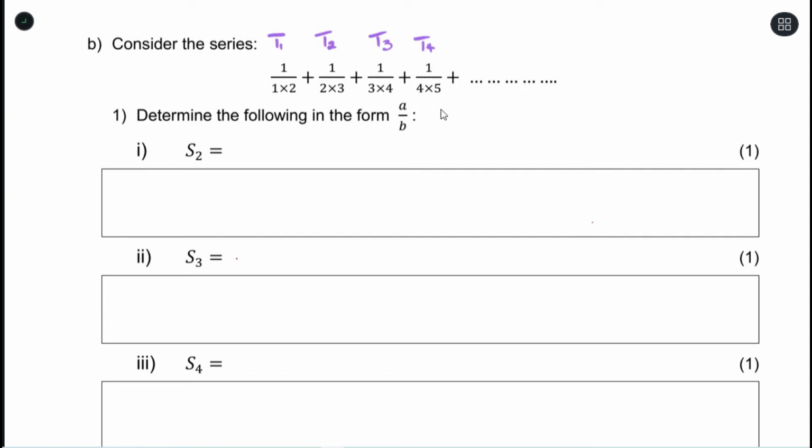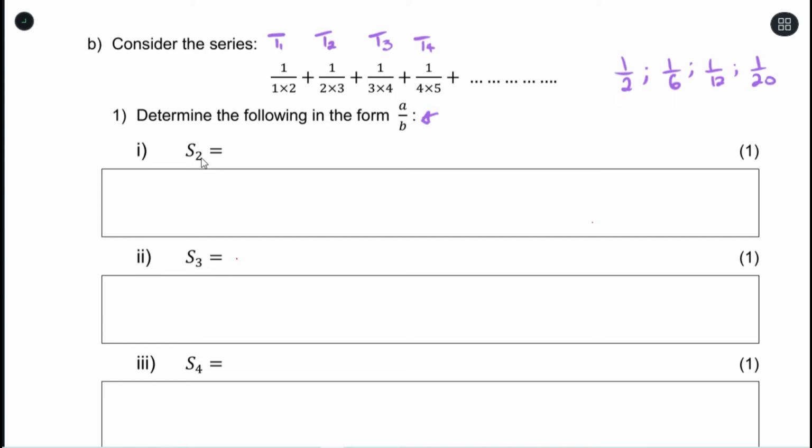Okay? Now, since they want it in this format, we can simplify each and every one of these. For T1, it is 1 over 1 times 2, which is 1 over 2. That's my first term. This is 2 times 3, that's 1 over 6, second term. And 3 times 4 is 12, so it's 1 over 12. And finally, this one here is 1 over 20.